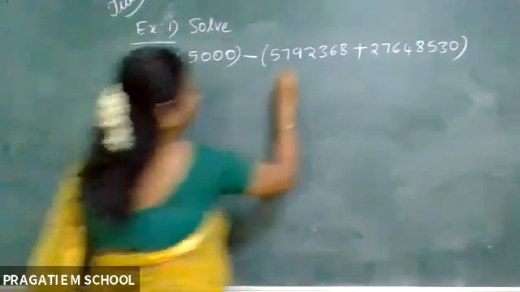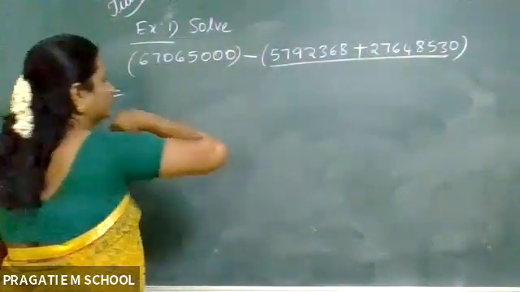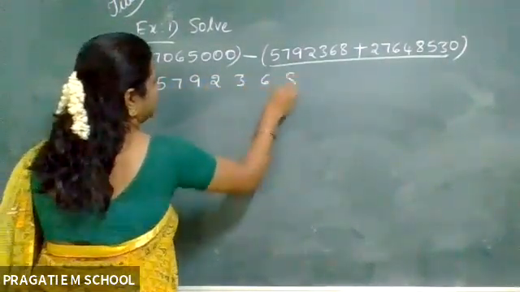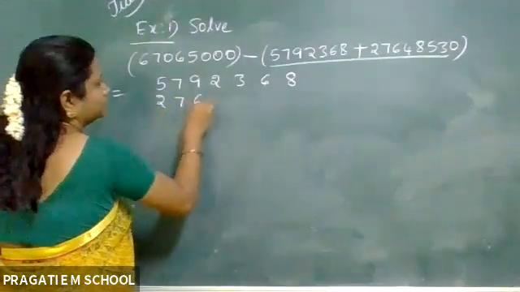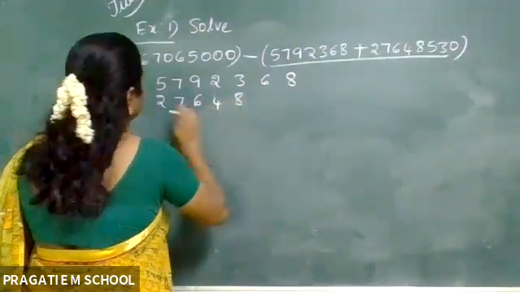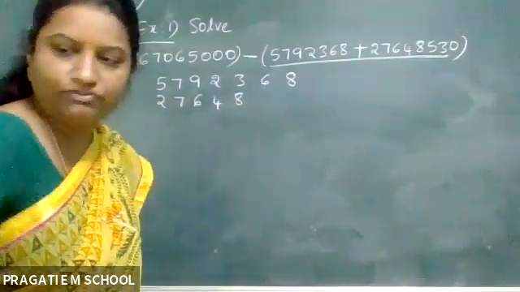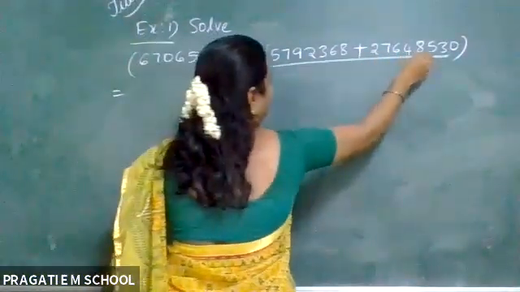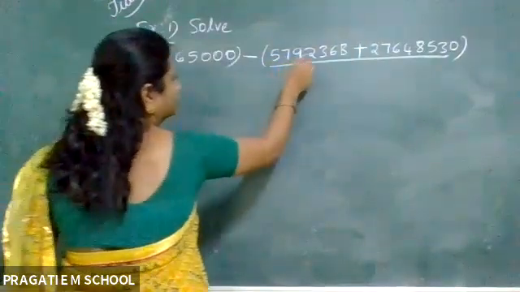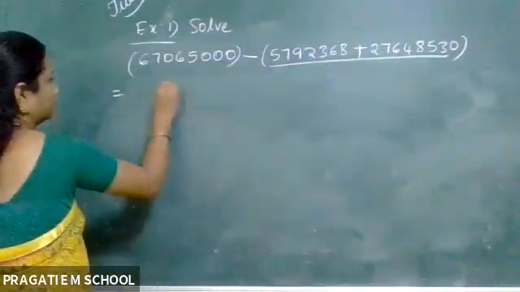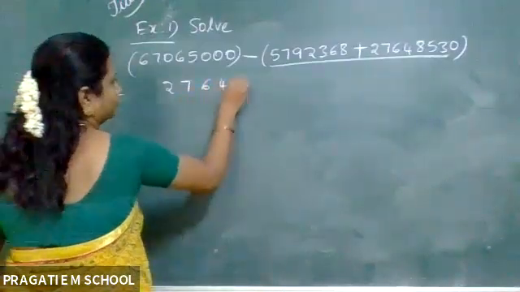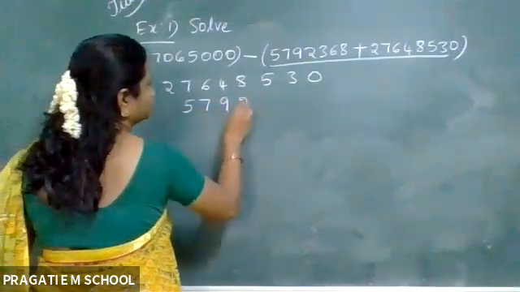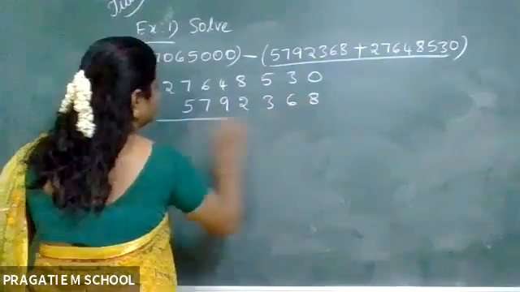So now what we are going to do, first of all, we have to add these two numbers. So what are the numbers we have? 579-2368 + 27648. Okay, as this is a big number, what we have to do is, we have 1, 2, 3, 4, 5, 6, 7, 8 digit number. And we have 3 + 3, 6, 6 + 1, 7 digit number. So 8 digit number we will write first. 48530. And next we have 5792368.